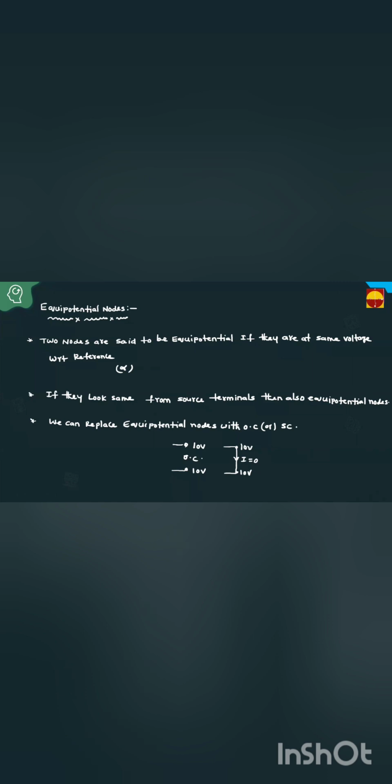That's why equipotential points you can replace with an open circuit or short circuit. Just join them, no problem. If the two points are at the same potential, you can join them directly. That's why we can get the same answer. If you want proof, I will give the proof.